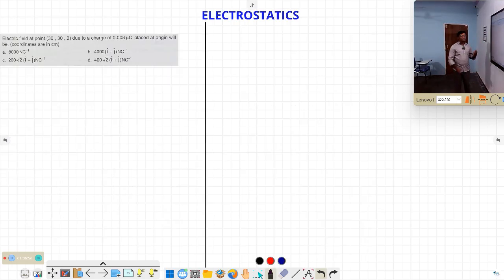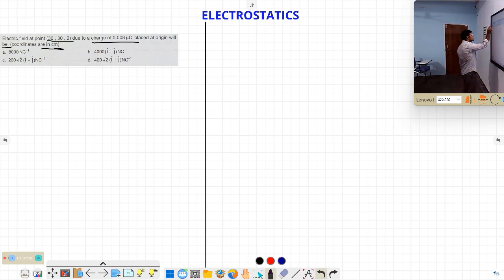This is one of the last model questions we'll do, and later we'll go for the next concepts in electrostatics, electric dipole. So what is the last question we are going to discuss today? The electric field at a point is given, the coordinates are given as 30, 30, 0 in three dimensions, due to a charge of 0.008 microcoulombs placed at the origin. Coordinates are given in centimeters.